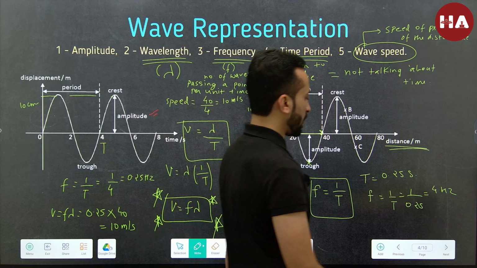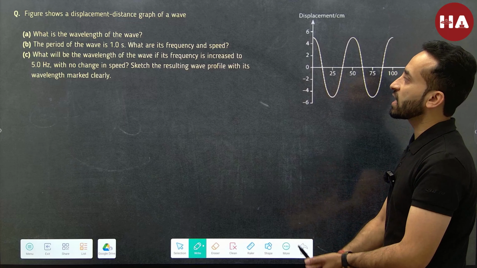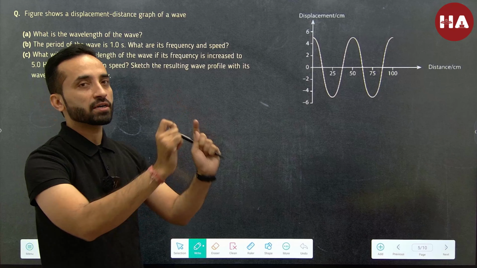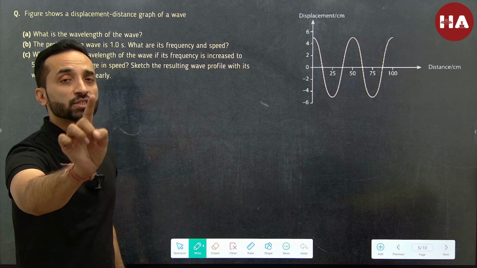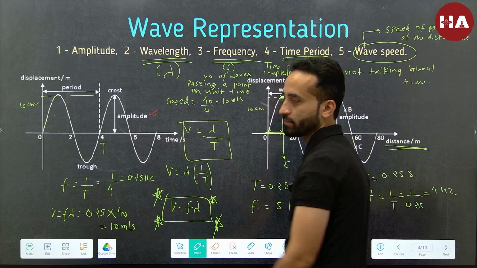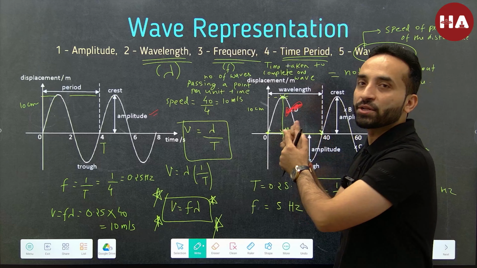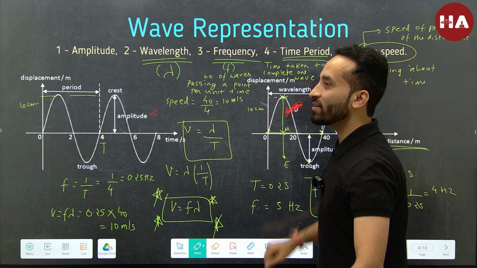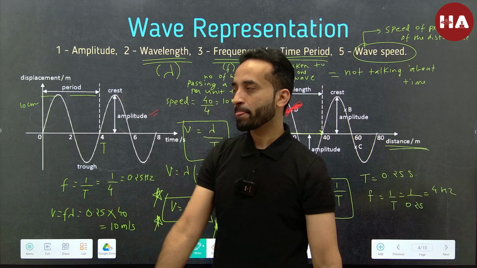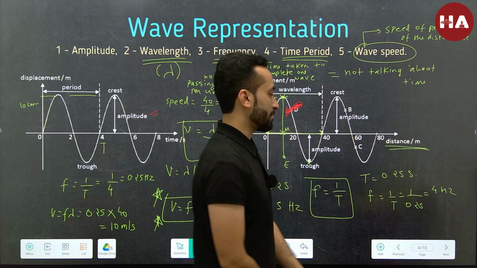Alright students, so now let's do a couple of questions. Figure shows a displacement distance graph. So this is a displacement distance graph, students. This is like clicking a picture. You cannot extract the information of time in this. So you would ask, what is this graph then? You can call it like observing this red ribbon and making a video of it. When you are making a video of it, you are basically observing the variation with time. But when you click a picture, you do not see the variation with time.